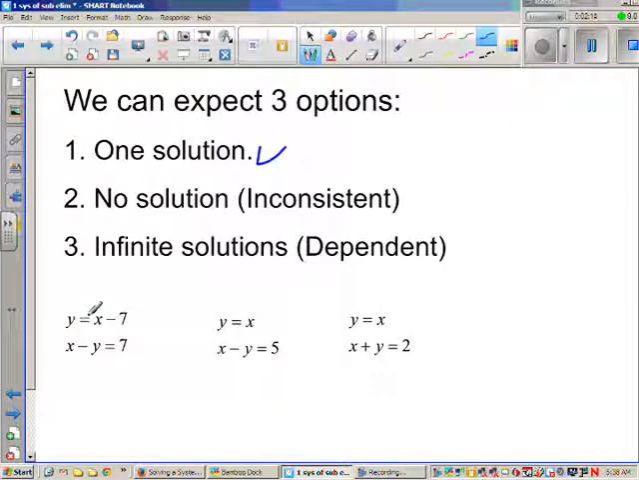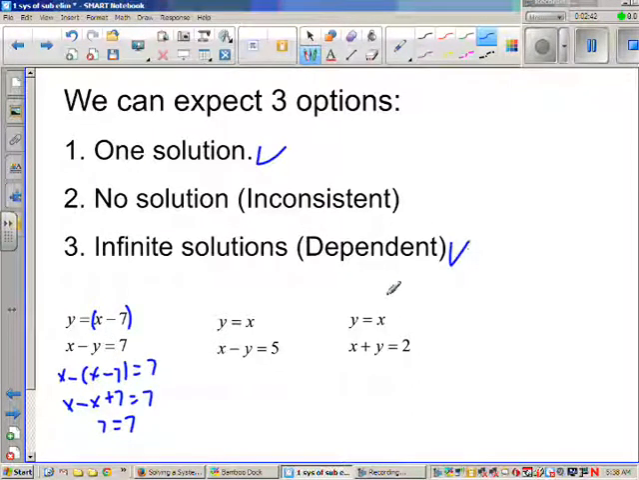So in this case, if we look at this first example, we see that y equals x minus 7. If we plug in for y, we get x minus 7 equals 7. And that's x minus x plus 7 equals 7. 7 equals 7. Well, this doesn't tell us a whole lot. We don't know what x and y are explicitly, but it turns out they can be anything. And basically, what we have here is infinitely many solutions. You have a dependent system here.